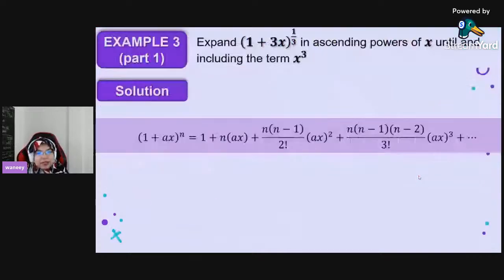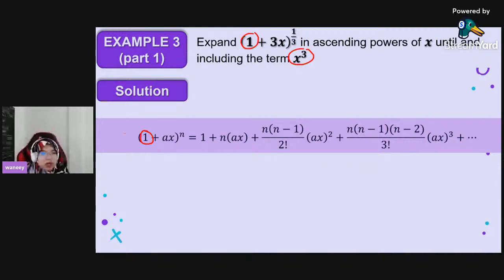Okay, next. Right, so now expand (1 + 3x) to the power of 1 over 3 in ascending powers of x, up to and including the term x cubed. So we are going to try to expand it until x cubed. I already wrote down my formula over here, (1 + ax) to the power of n. Okay, so you should compare first. This number is 1, this formula's is 1, so we are good to directly use the formula.